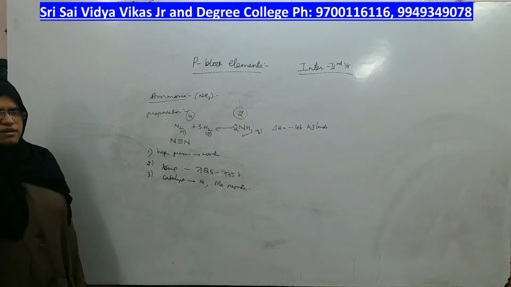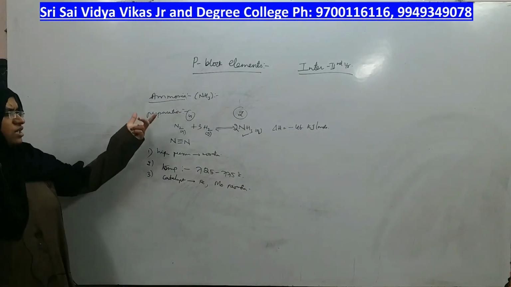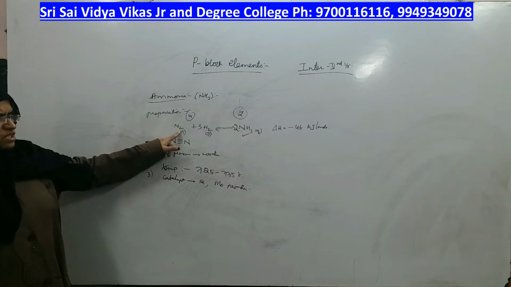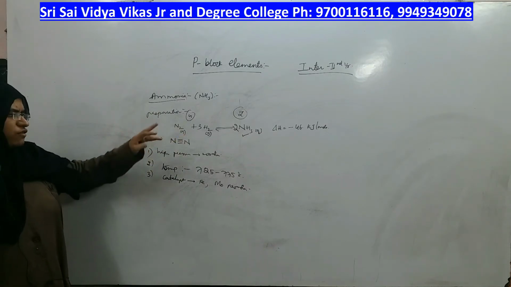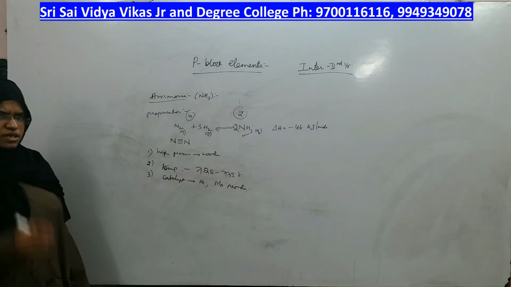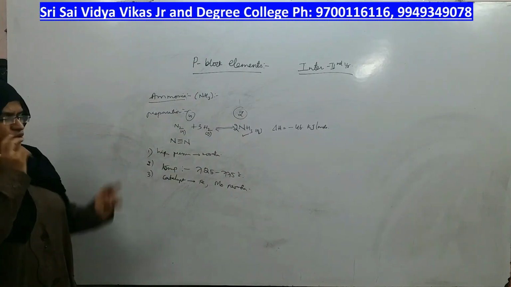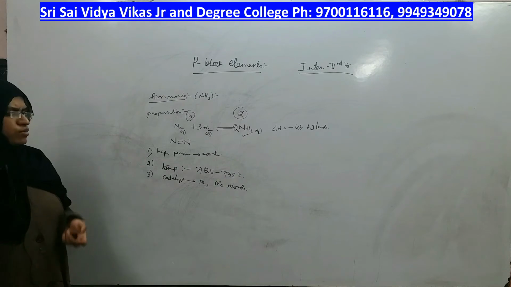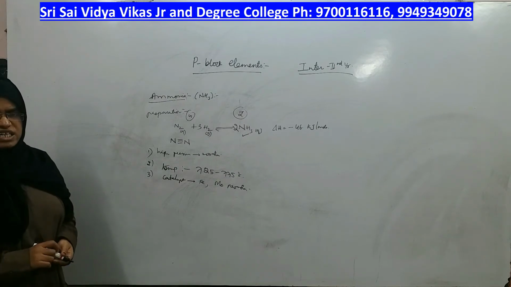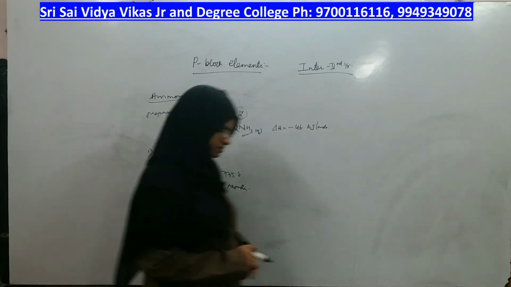This is called Haber's process, in which you have to write completely, first explain the reaction, which type of reaction it is, and what are the conditions for you to get ammonia as the product. This is Haber's process. Now the preparation of ammonia is over. Now we will look at its properties.